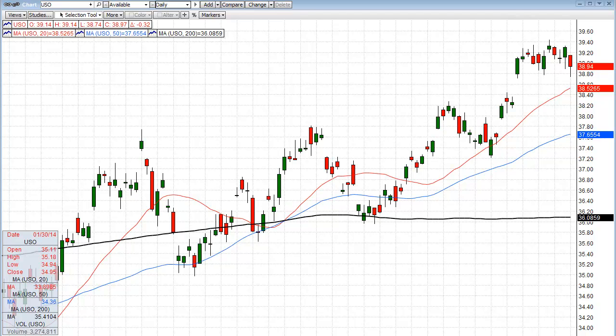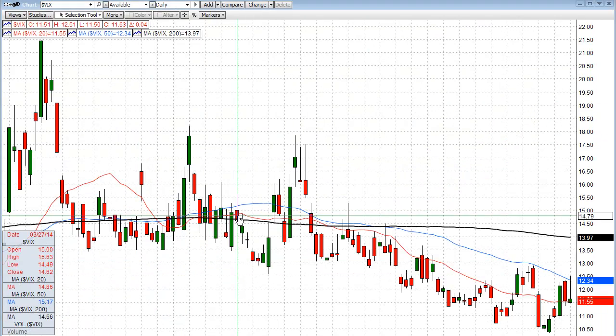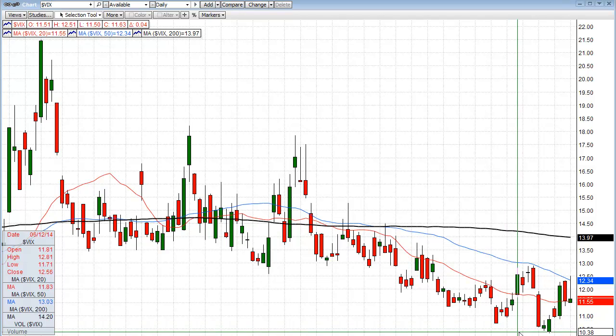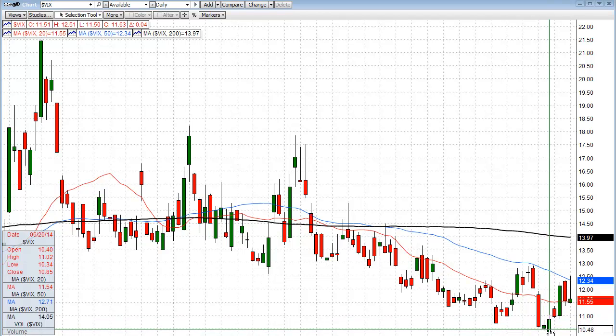What else do we have here tonight? Let's take a look at the VIX. The VIX was basically flat today, and you still have this low in here from a couple of weeks ago. This is not even a couple of weeks. It was from last week. It was from the 20th of June.